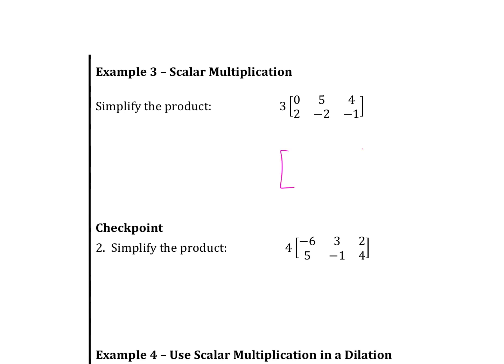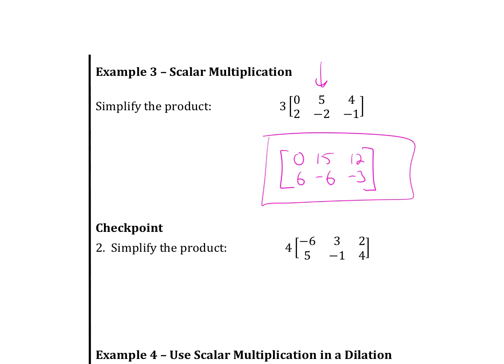What's 3 times 0 going to be? Well, that's going to be 0. What's 3 times 5? 15. 3 times 4? 12. 3 times 2? 6. 3 times negative 2? Negative 6. And 3 times negative 1? Negative 3. And if you were to plot the points from this matrix and the new one, it'd be 3 times as big. It'd be expanded from the origin, which is kind of cool. Okay, so that's that. Why don't you guys go ahead and do checkpoint 2.